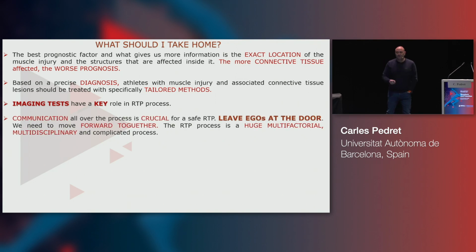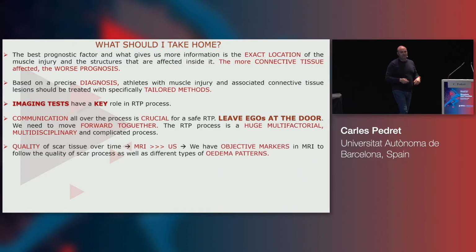Communication, it's absolutely crucial for a safe return to play. Everybody involved in a professional sport needs to leave the egos outside the door and work together for the sake of the athlete or the amateur player. Quality of the scar tissue. We can see with ultrasound the scar tissue, but we cannot see with ultrasound properly the quality of this scar tissue. And this is very important if you want that kind of information.